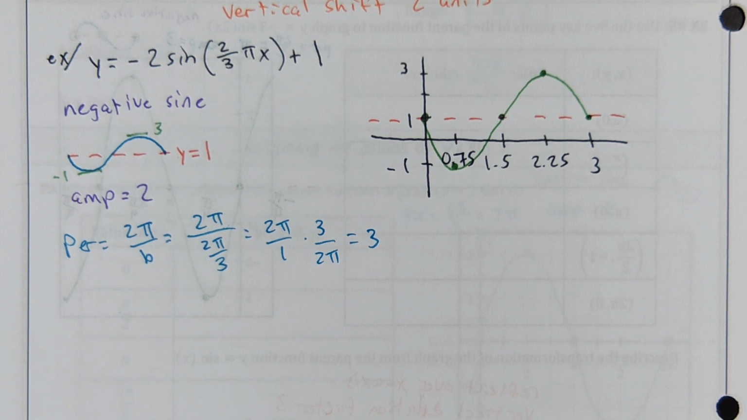And they can be that easy. Honestly, if there's no phase shifting, trigonometry is extremely easy to graph. It's the phase shifting that makes it a pain in the butt. It'll show up eventually.